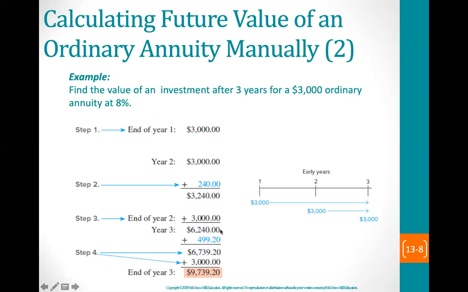So our balance is $6,240. That is the balance to which to calculate the 8% interest, or the $499.20. Add $499.20 to $6,240. Your balance is $6,739.20 before your year 3 investment. Add in your year 3 investment and you are now at $9,739.20. Make sure you're adding these investments after you calculate interest on the previous balance.